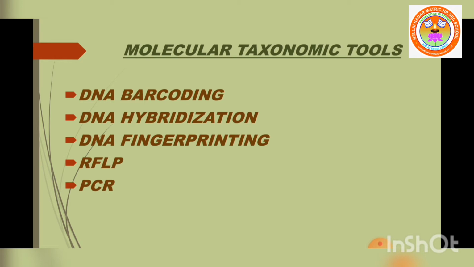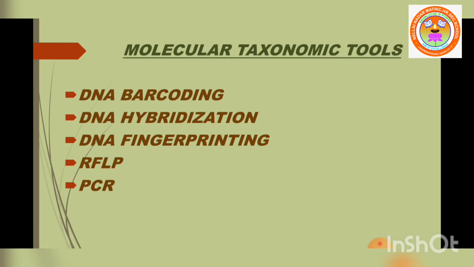Molecular techniques and approaches include DNA barcoding, a short genetic marker in an organism's DNA to identify it as belonging to a particular species. This is called DNA barcoding. DNA hybridization measures the degree of genetic similarity between pools of DNA sequences. Next, DNA fingerprinting to identify an individual from a sample of DNA by looking at unique patterns in their DNA.